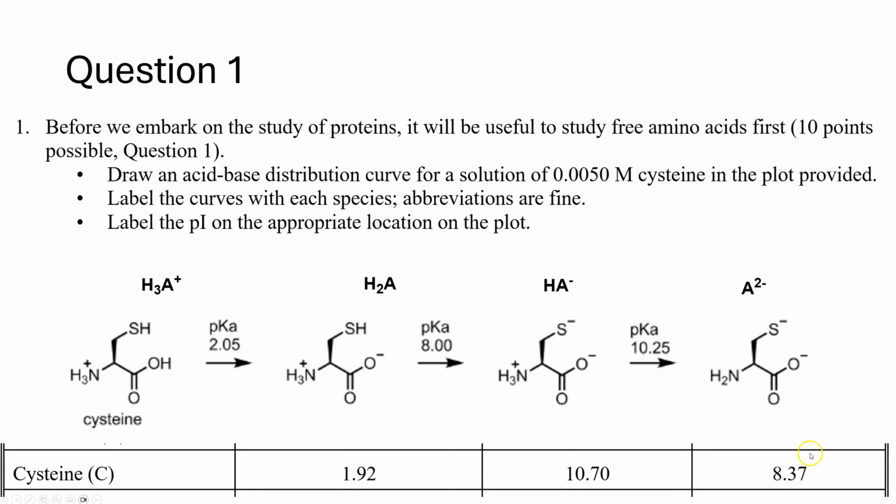The next proton to come off is the sulfhydryl group, because we go from 1.92 to 8.37, or about 8 over here. So the sulfhydryl group comes off next, and when you take off that hydrogen, that becomes S-. So we have a plus and a minus and a minus, so that's HA-. And then the last proton to come off is the amino group, and it has a pKa of about 10-ish, and when that proton comes off, this is neutral, and these two are negative, so we have A2-.